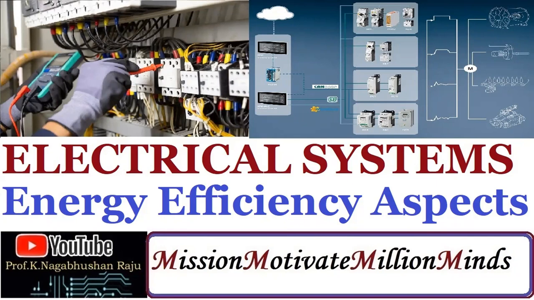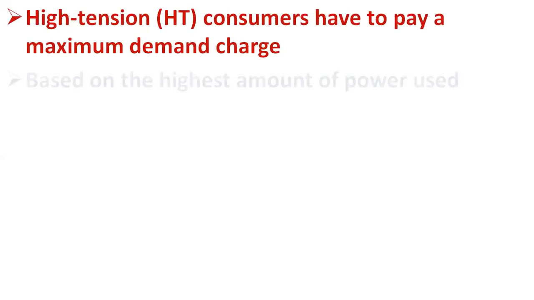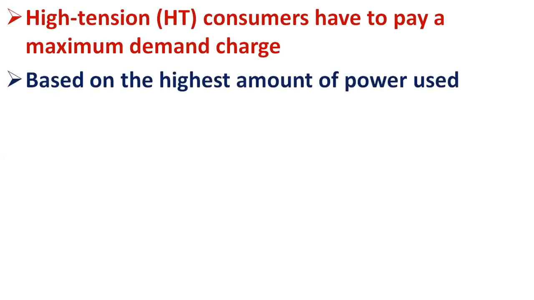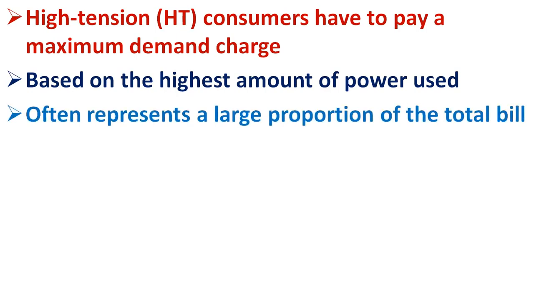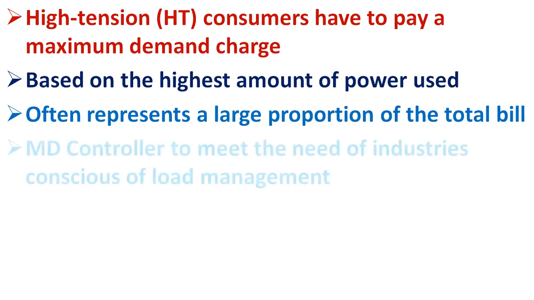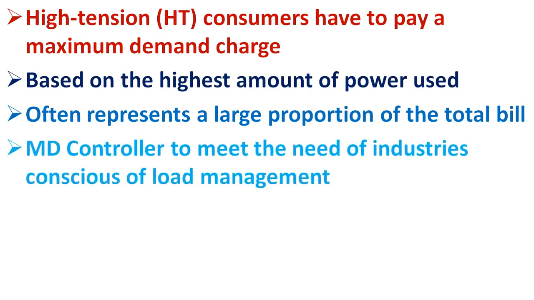Today we shall discuss electrical systems that are applicable to any plant or industry whenever we are looking at energy conservation. High tension consumers have to pay a maximum demand charge in addition to the usual charge for the number of units consumed. This charge is usually based on the highest amount of power used during some period, say 30 minutes, during the metering month. The maximum demand charge often represents a large proportion of the total bill and may be based on only one isolated 30-minute episode of high power use.